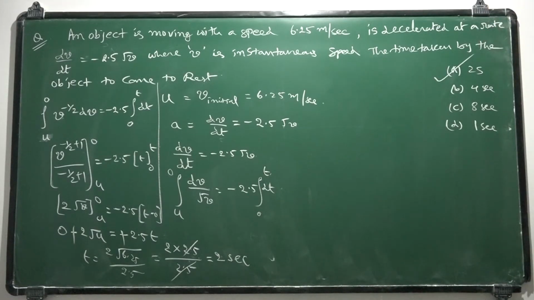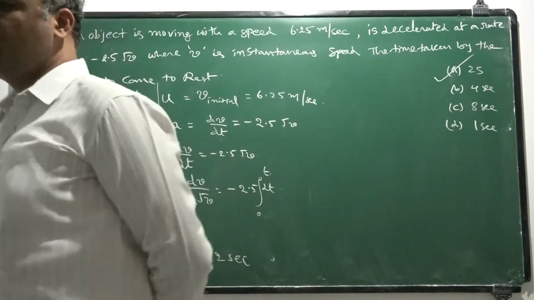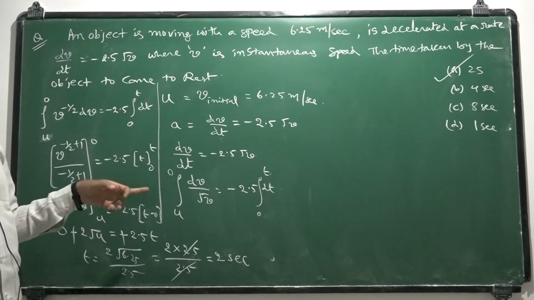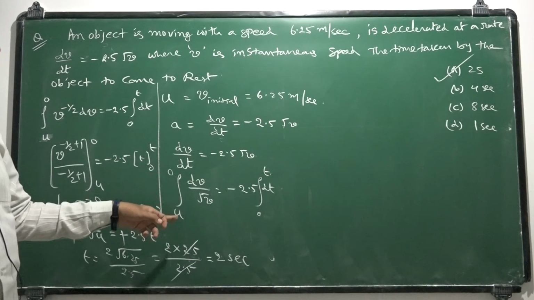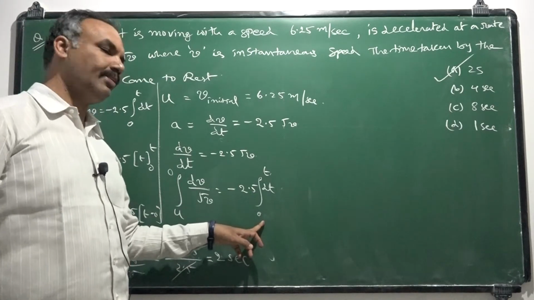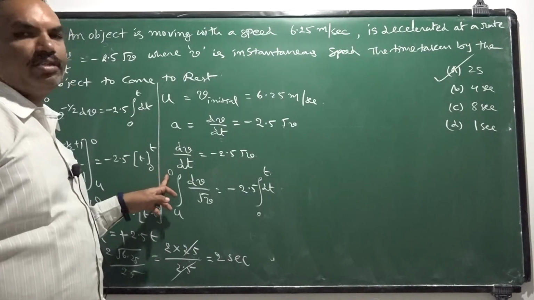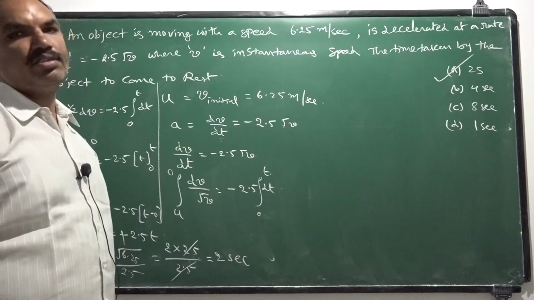You are provided with a retardation, or negative acceleration, and you are asked to find the time taken by the body to come to the state of rest. If it wants to come to the state of rest, the final velocity should become 0. Initially it is having 6.25, final velocity should become 0. Initial velocity is observed at time t equal to 0 seconds, and we require this time when the velocity is going to get 0 value. So on simplification, you got the required answer.